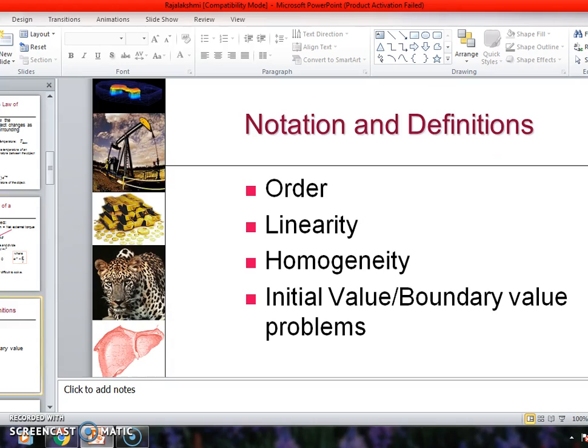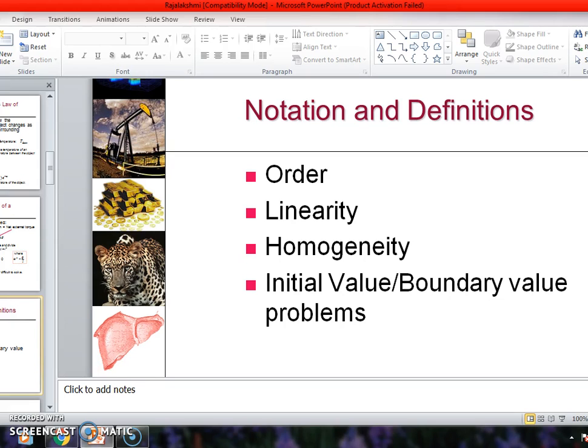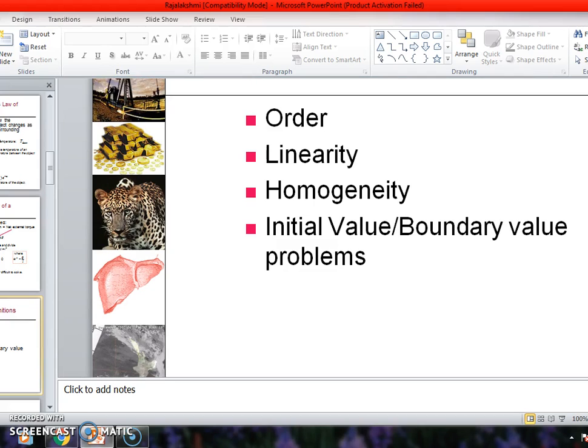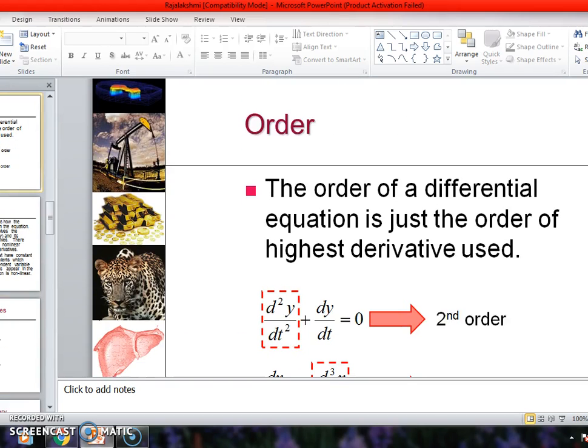Notation and definition, here we have four types. One is the order, another one is the linearity, third one is the homogeneity, and finally the initial and boundary value problem. We discuss these four topics. Order: the order of the differential equation is just the order of the highest derivative used.